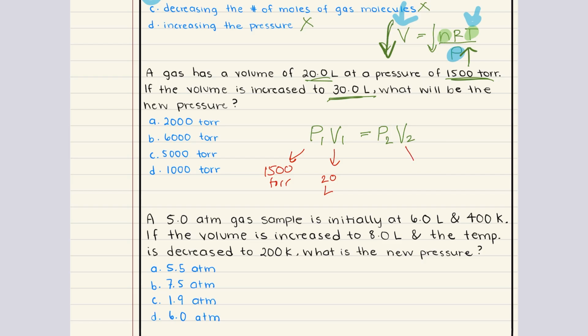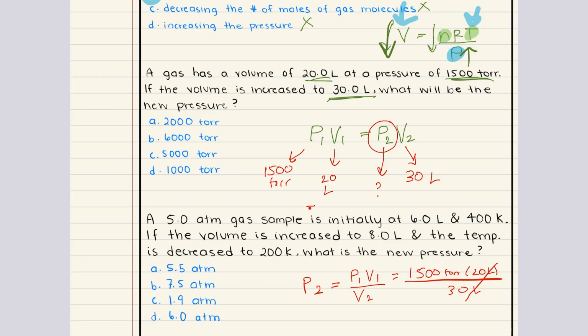Then we are given volume 2, the final volume, which is 30 liters, and we want to figure out this final pressure. So we want to rearrange this expression to solve for P2. P2 is going to be equal to P1V1 divided by V2. This is 1500 torr multiplied by 20 liters divided by 30 liters. Liters cancel out. We're going to get our final answer in units of torr. And if we plug this into a calculator, we're going to get 1000 torr. So the correct answer here is D.